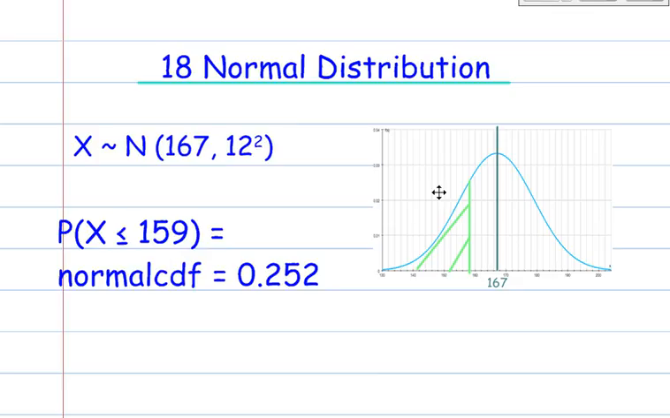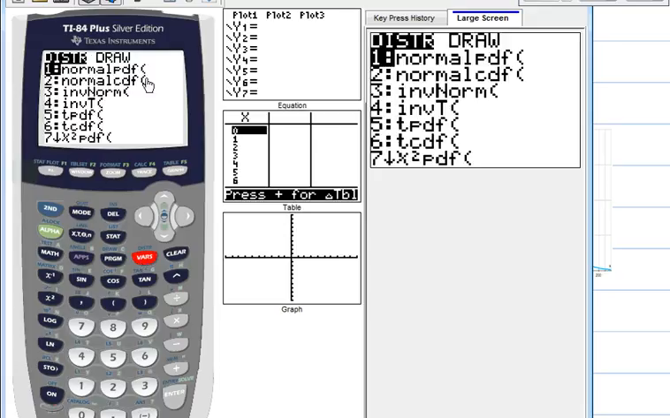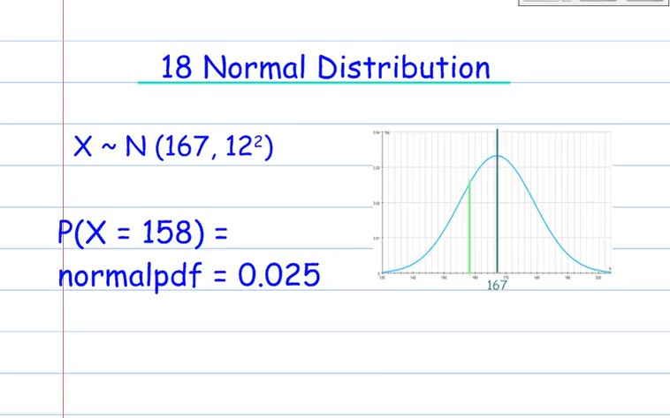What I've just done is find the area to the left of 159. Note I said that the area past this line would be a half, so that's around about the right kind of answer. PDF, although it's much less common in the exams, would be X being equal to. On your calculator, that would be the first option, PDF, and that would be equal to 0.025, and that's literally the value of probability at that point.